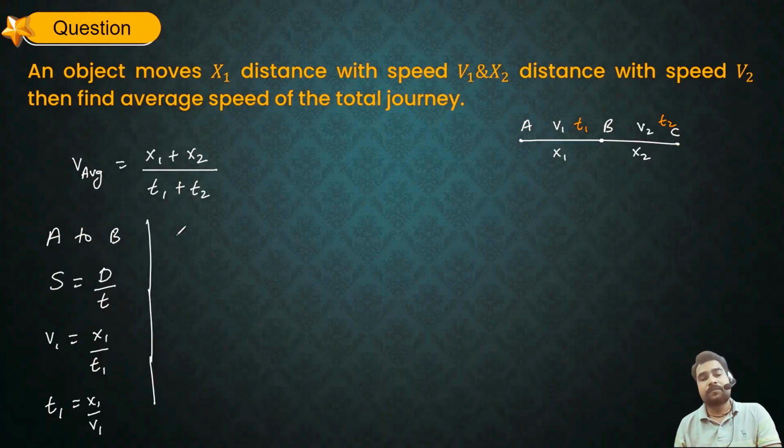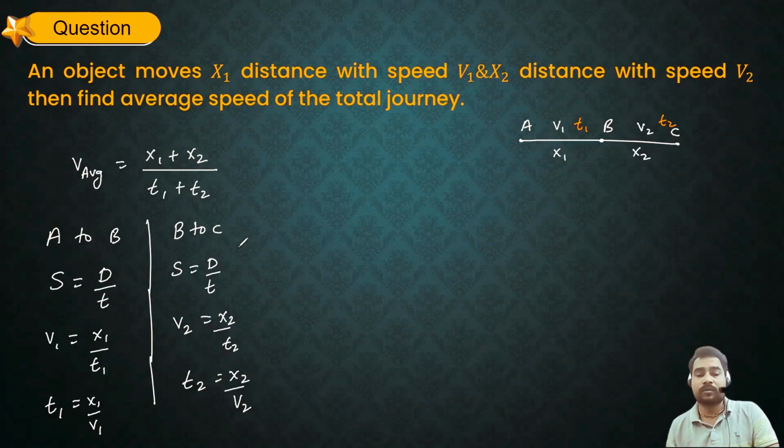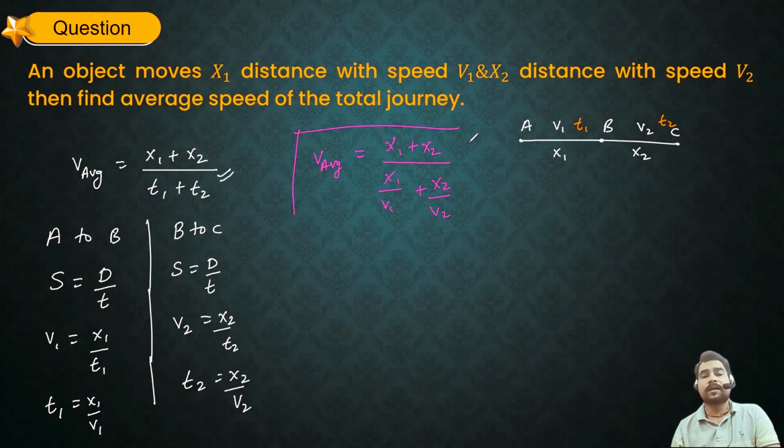Similarly, if you consider the B to C journey, again you can use speed is equal to distance upon time. Speed is v2, distance is x2, time is t2. So the value of t2 is going to be x2 upon v2. So we have both t1 and t2. We can use these values here, and eventually the average speed is going to be (x1 plus x2) whole divided by (x1 upon v1 plus x2 upon v2). So that would be the average speed of the entire journey.